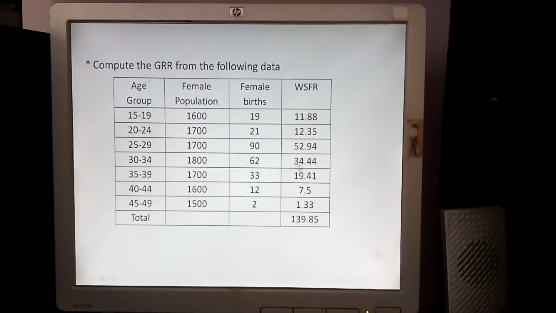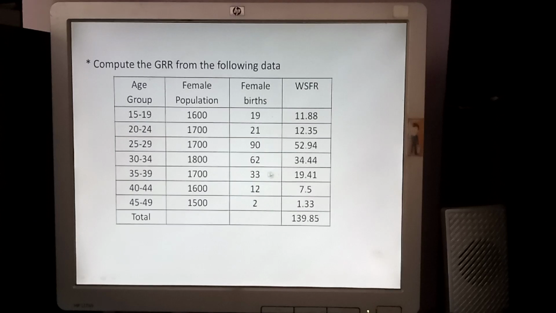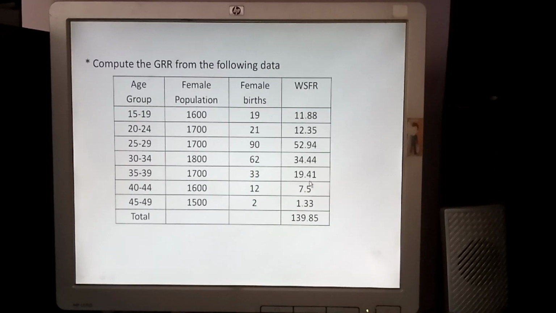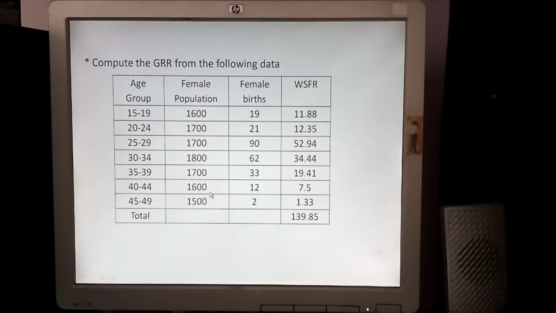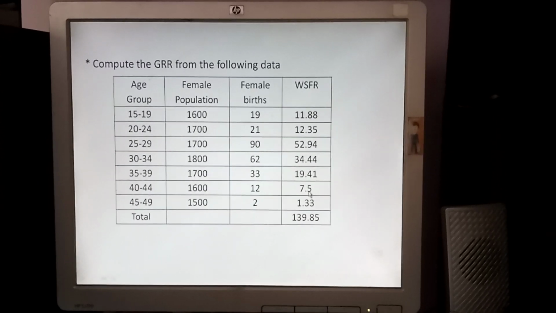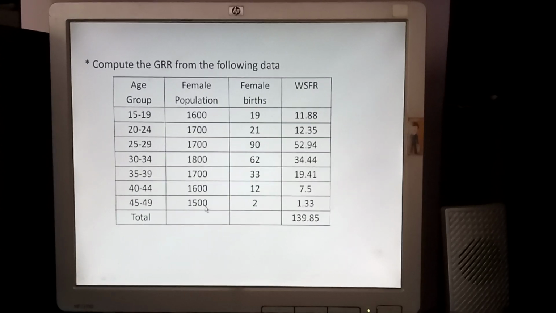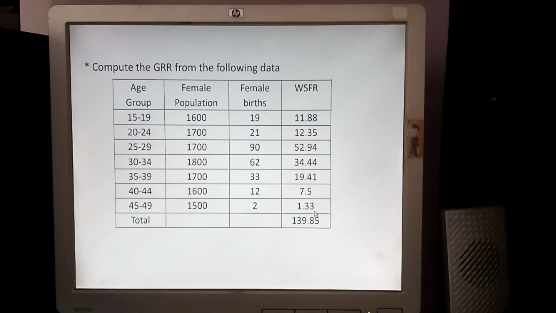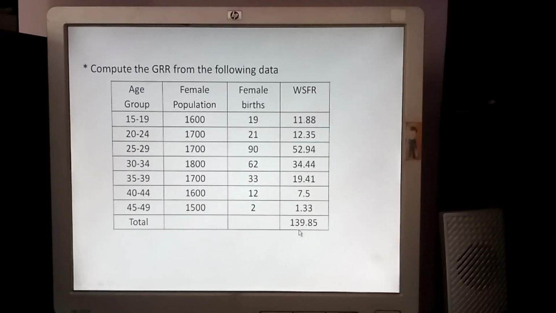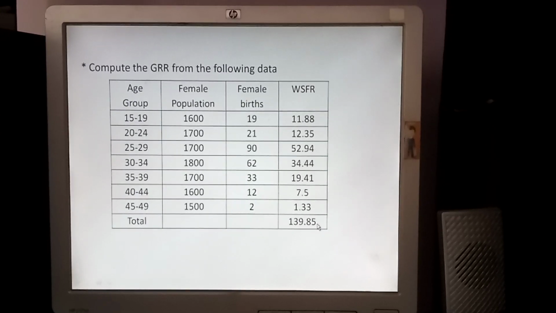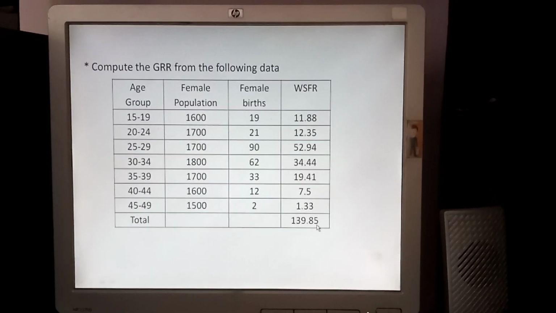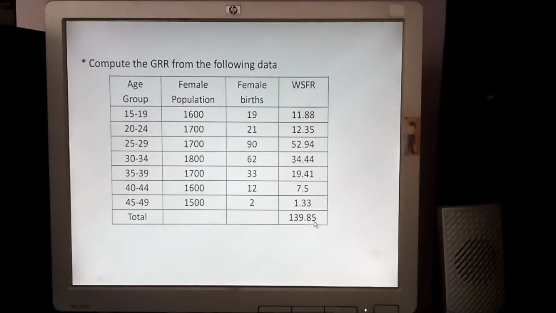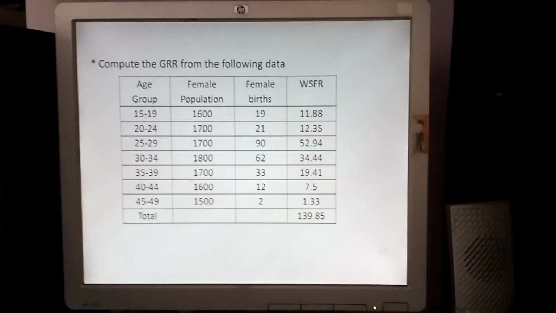62 upon 1800 into 1000, 34.44. 33 upon 1700 into 1000, 19.41. 12 divided by 1600 into 1000, 7.5. 2 divided by 1500 into 1000, 1.33. So we are taking the last column total, that is 139.85. Now if there is a little bit of variation in the second digit after the decimal point, then it is okay, no problem with that.